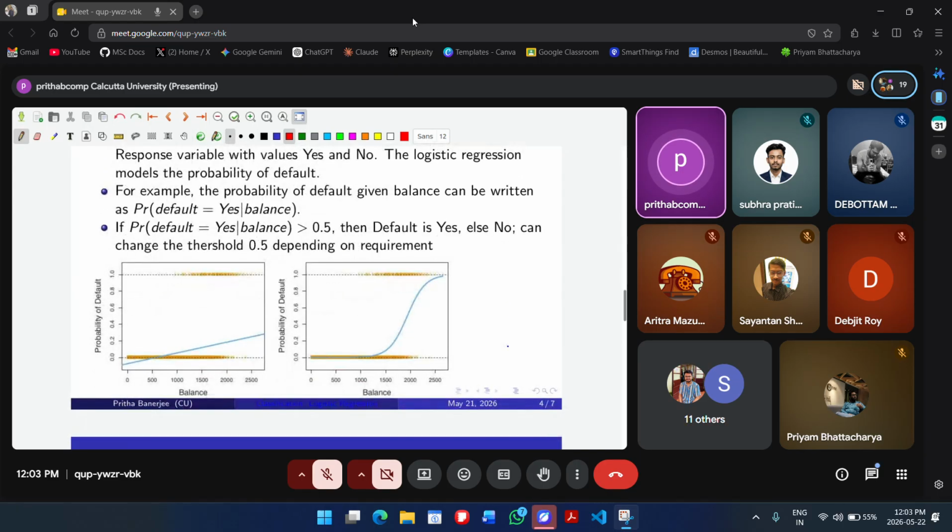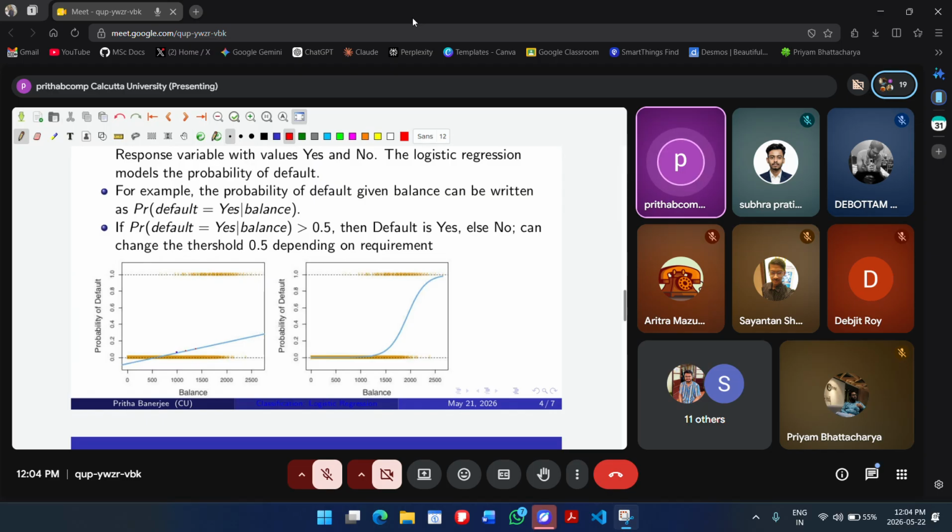Now, this is an example. If I try to do linear regression, what happens? What it shows here is the true class, these yellow lines: for different balance, this is class 0, and this is class 1. But if I try to fit a linear regression line, this blue line corresponds to that regression line.